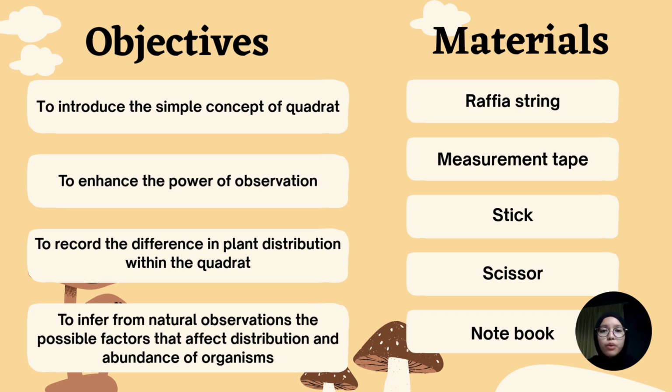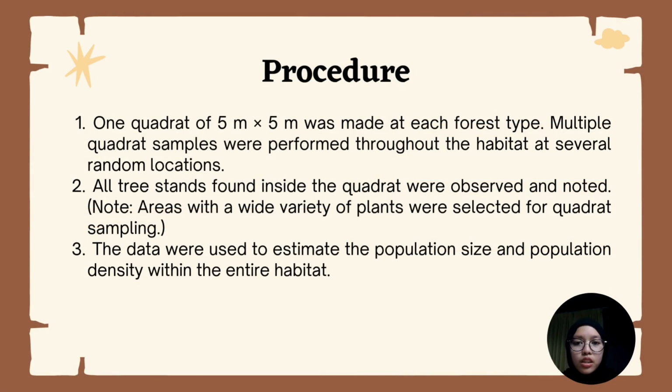And the materials that we are using here are raffia strings, measurement tape to ensure the length and width of the quadrat remain constant and the same, stick, scissors, and notebook. So here is the procedure for practical 2.